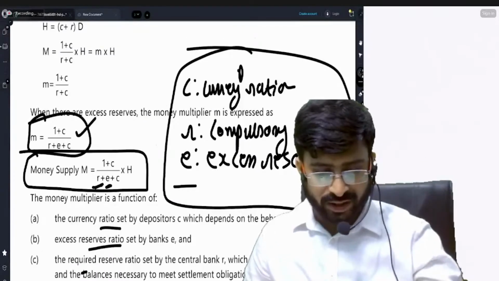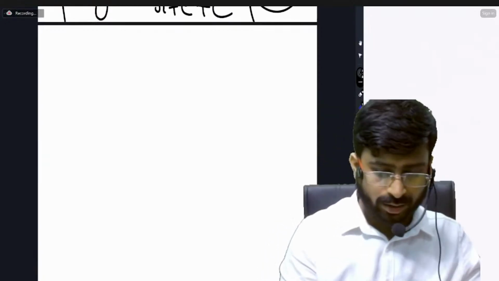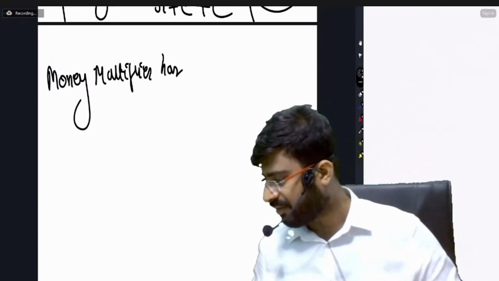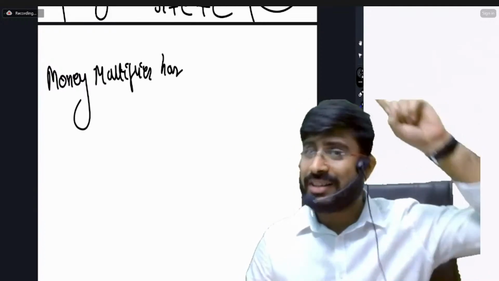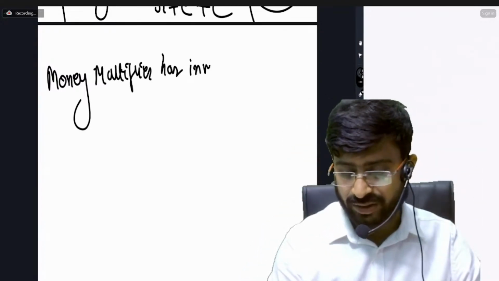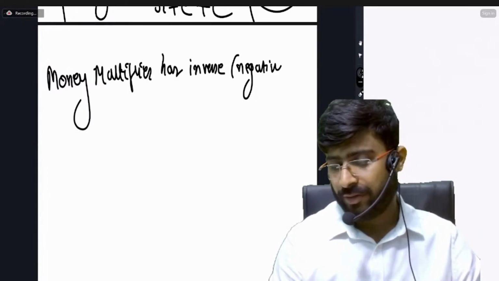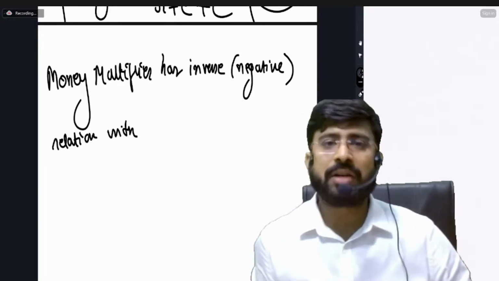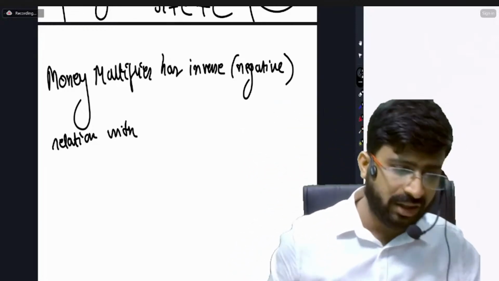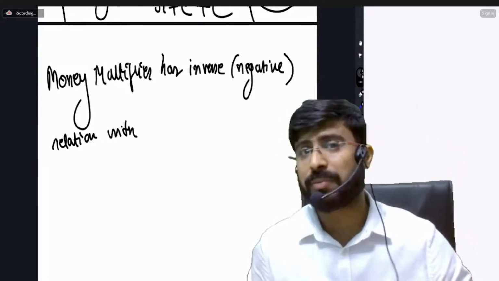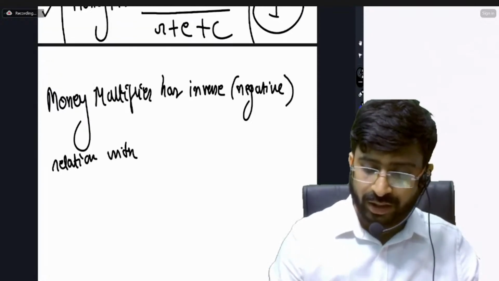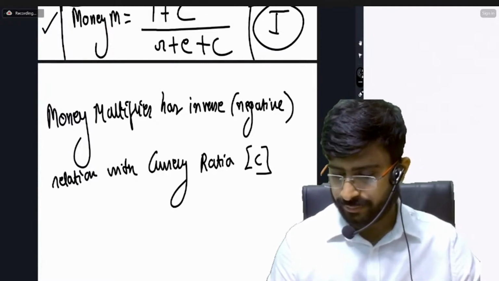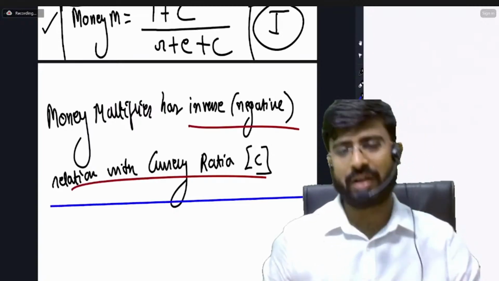So remember one important thing: the money multiplier has an inverse relation with R, the legal reserve ratio, the compulsory ratio. Money multiplier has an inverse or negative relation with the currency ratio C, the currency deposit ratio.